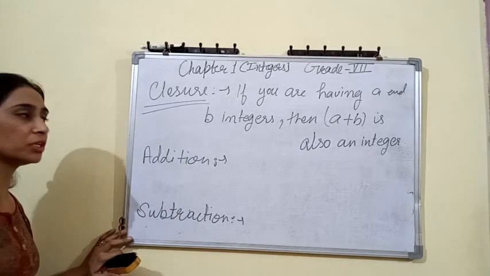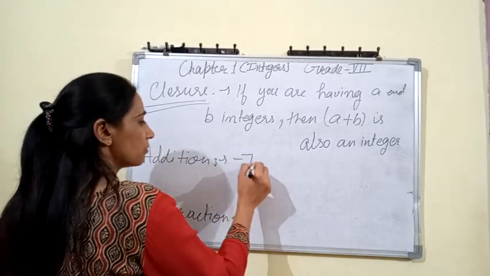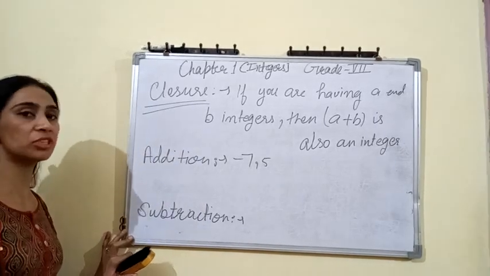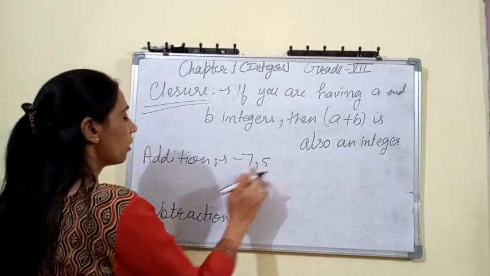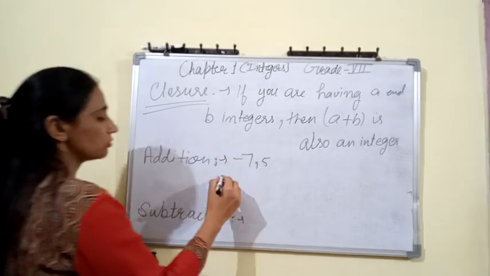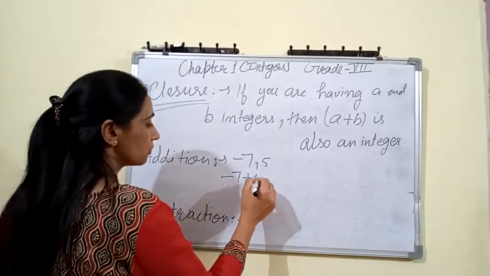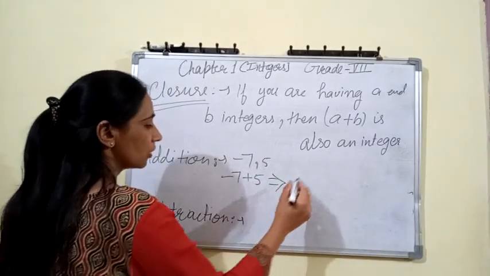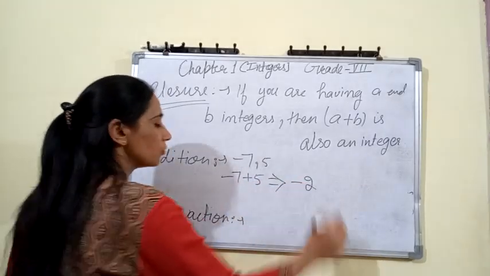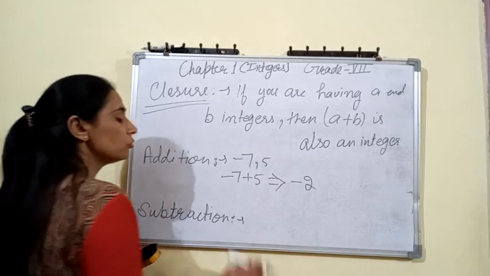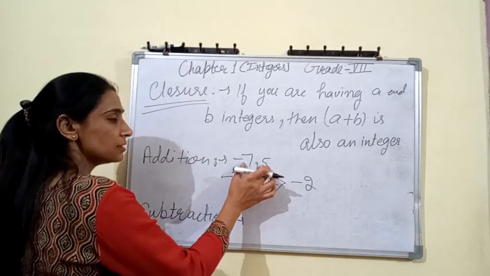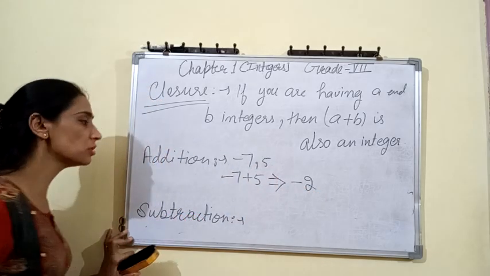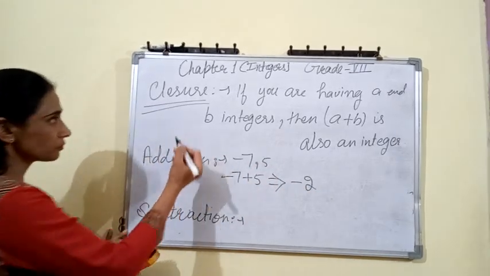Suppose you are having any two integers. Let us take minus 7 and plus 5. Integers contain all negative numbers, all positive numbers, and 0 also. So I have to add minus 7 plus 5. Add them, what will you get? You will get minus 2. So what you have to check, these are integers, so the result should also be an integer. Yes, this is also an integer.